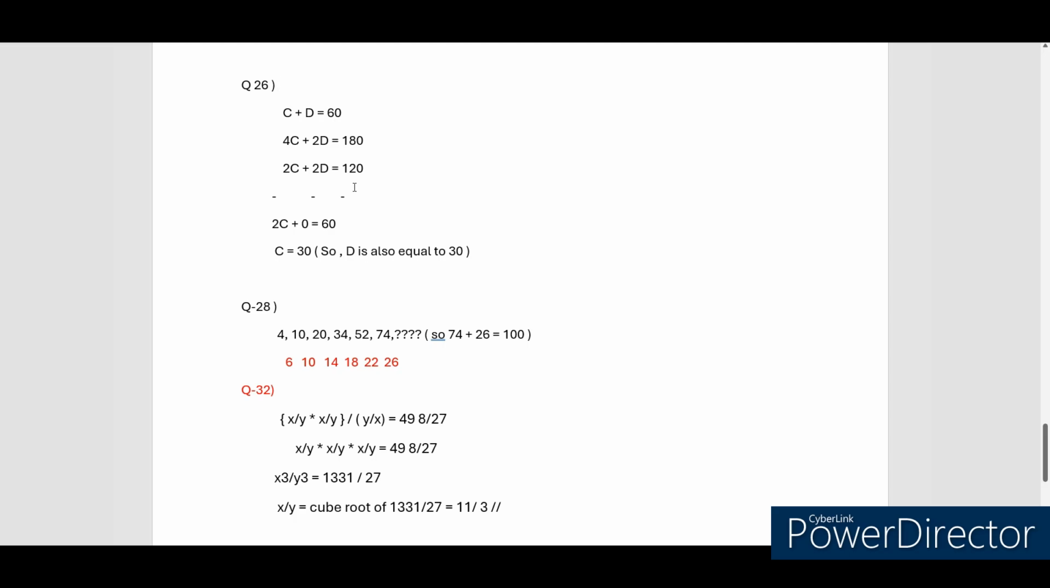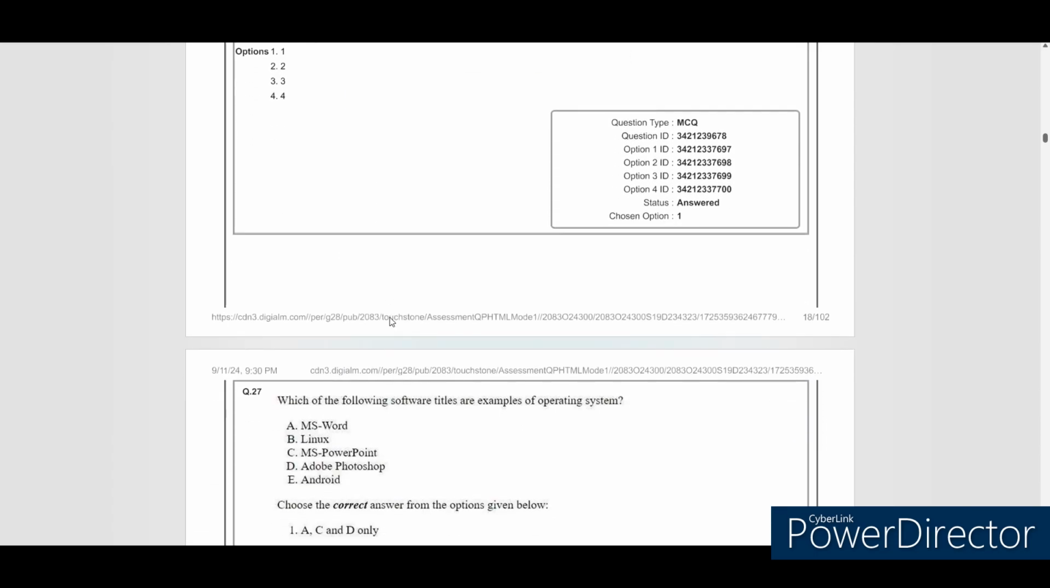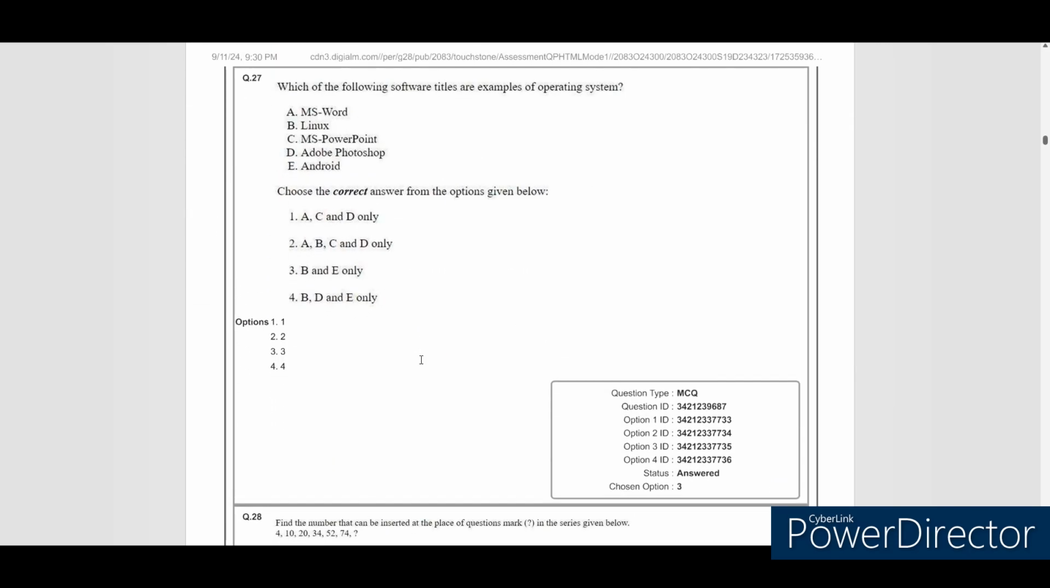So if you solve this mathematical equation, you will get C is equal to 30. So ducks and cows together is 60. So C will be 30 and D will also be 30. So the answer is 30 and 30. Okay, I think this is a very easy question for me. Now coming to question number 27, this I can answer very easily because they're asking you about the operating system. We know that Microsoft Word and Microsoft PowerPoint, which we use on a daily basis, are not part of the operating system, and also Photoshop. So the answer should be Linux and Android, right? So it's very easy. The option is B and E.